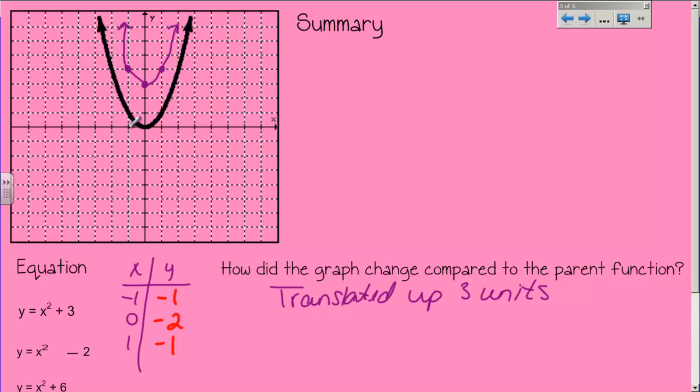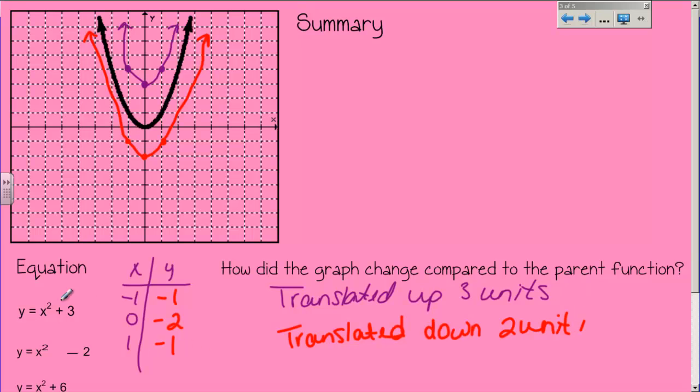So I'm going to plot these points. So I have negative 1, negative 1, 0, negative 2, and 1, negative 1. And if I connect these points, you should see I made another parabola. Again, this parabola, the width did not change. All that happened was it moved down. And if you will look, from comparing the parent function to the new one, it scooted down 1, 2 units. And so I say that it translated down 2 units.